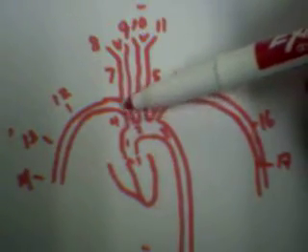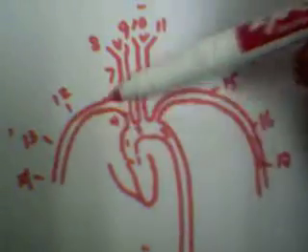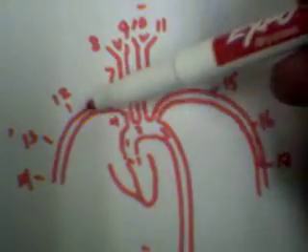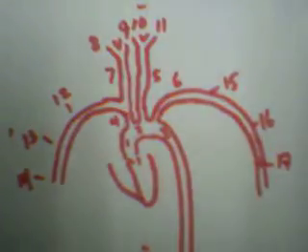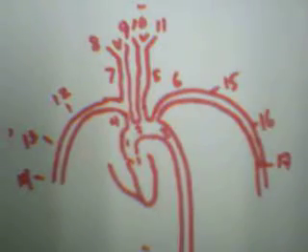Coming off of the brachiocephalic artery, number 4, is the right subclavian artery, number 12. Passing under the clavicle, as that artery continues in the axilla or armpit, it becomes the axillary artery, number 13. And then number 14 would be the brachial artery on the right.